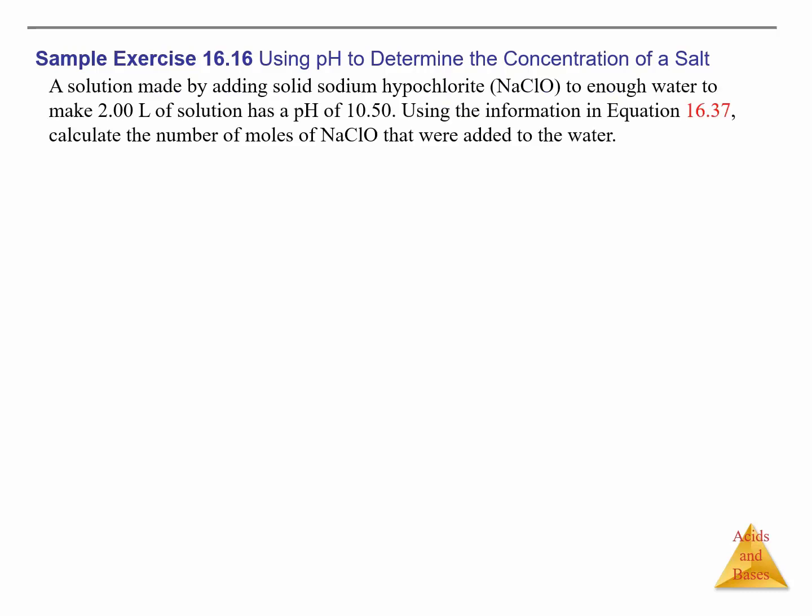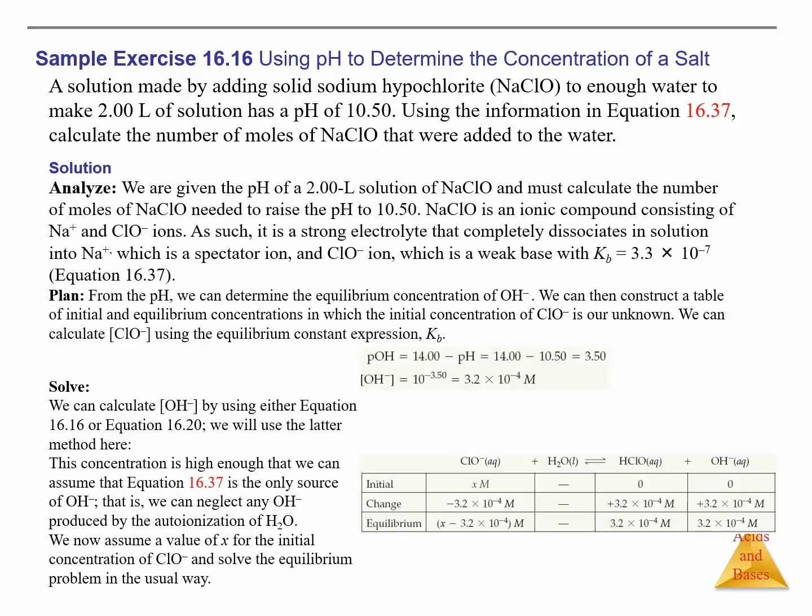Now let's look at sample exercise 16.16, using pH to determine the concentration of a salt. A solution made by adding solid sodium hypochlorite, NaClO, to enough water to make 2 liters of solution has a pH of 10.50. Using the information in equation 16.37 on the previous page, calculate the number of moles of NaClO that were added to water. Notice here we are given the pH of 2 liters of NaClO solution and must calculate the number of moles needed to raise the pH to this value.